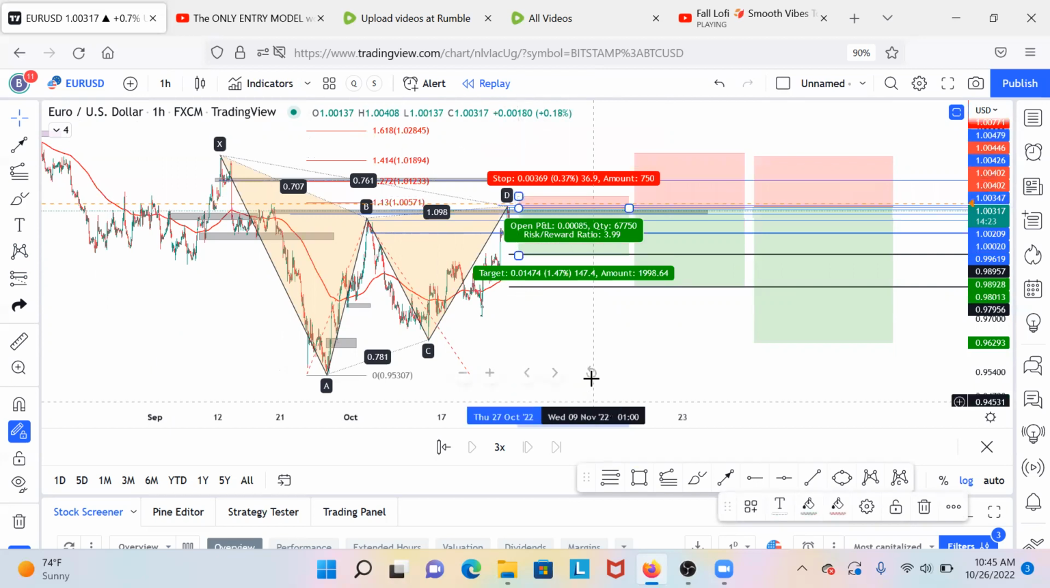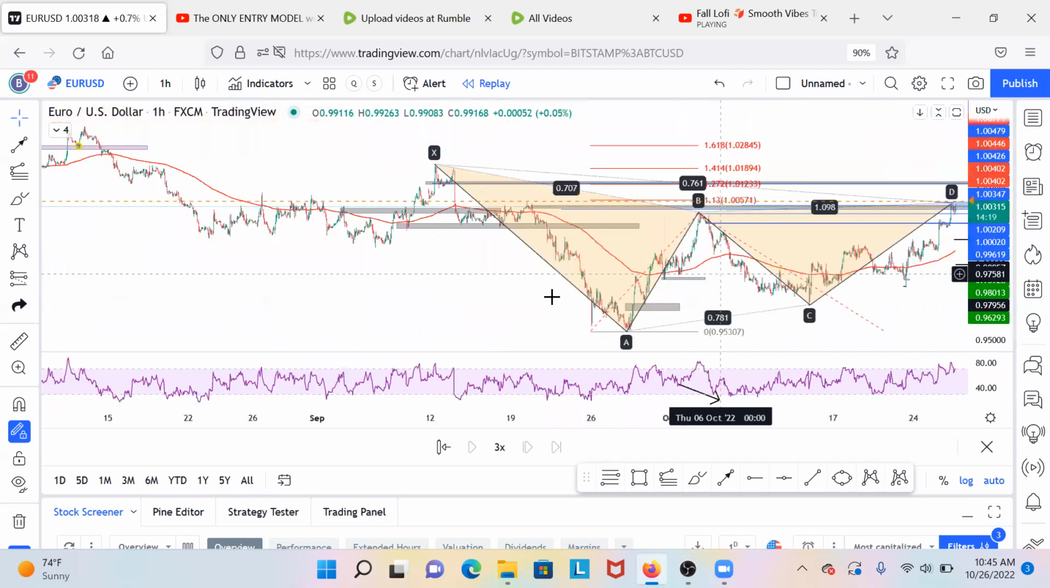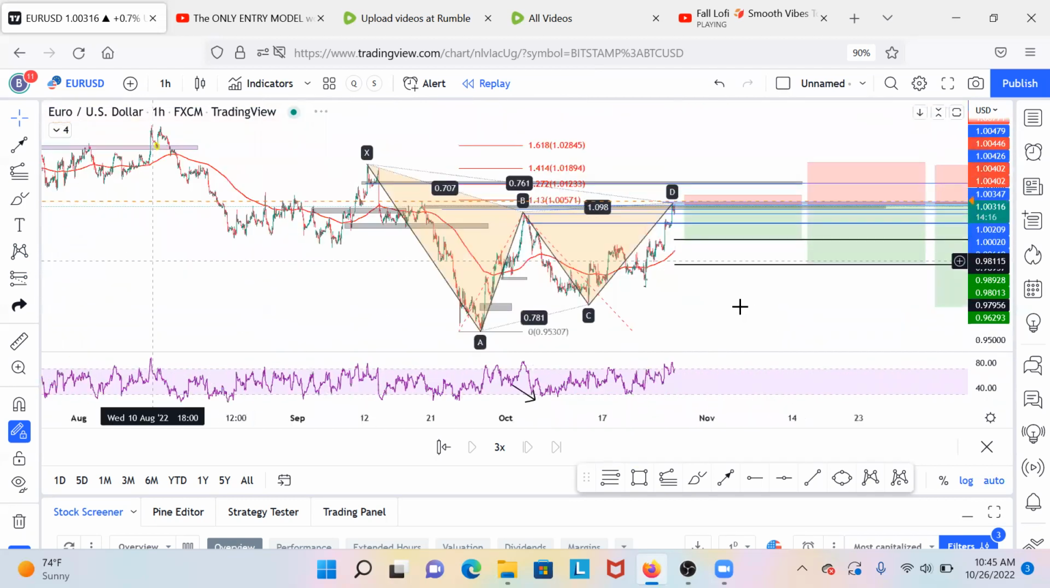So like I say, I'm looking at these opportunities right now on EURUSD for a potential sell opportunity to the downside.